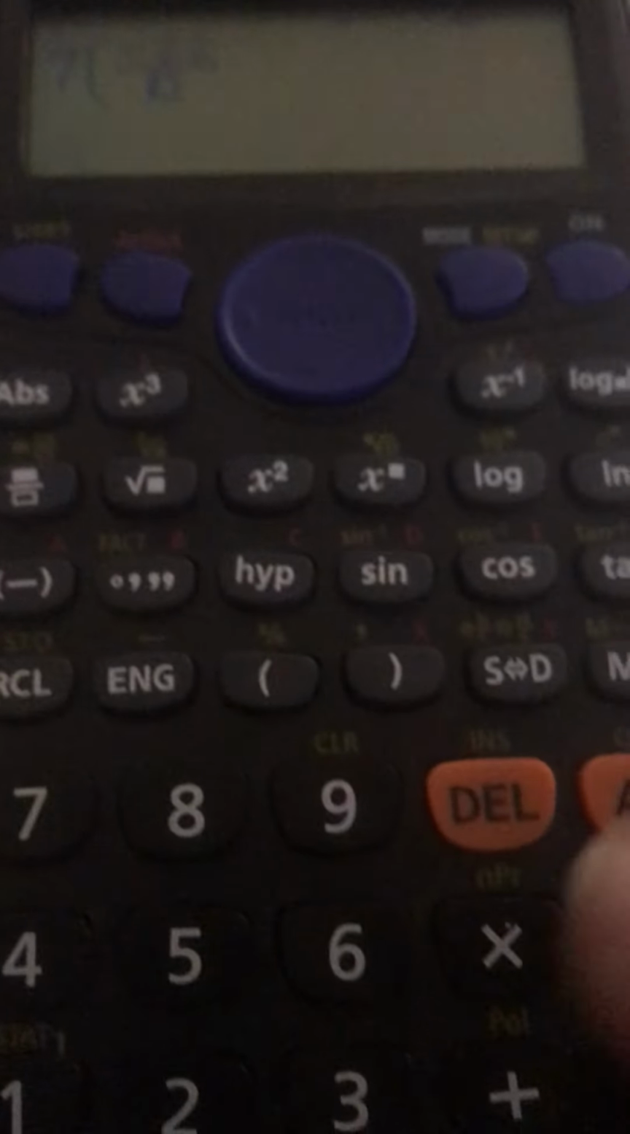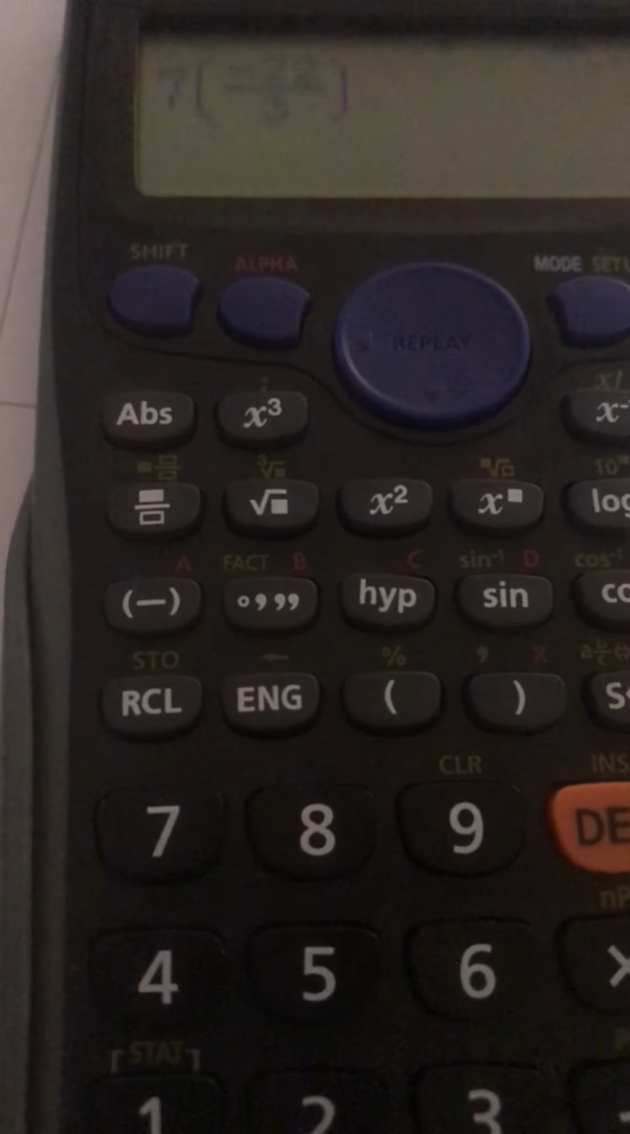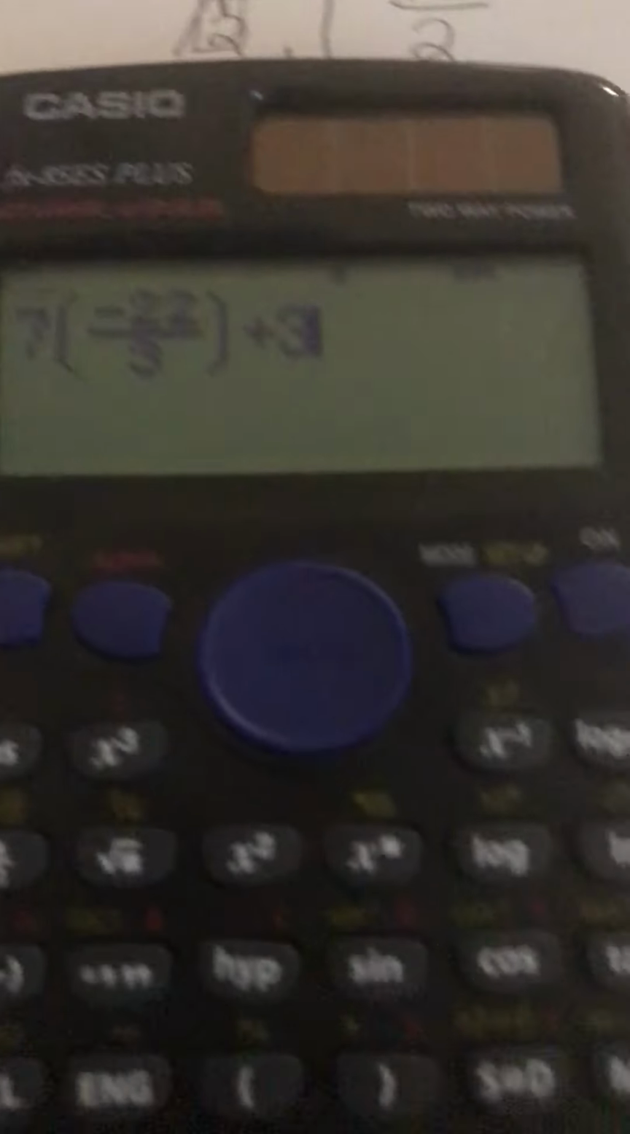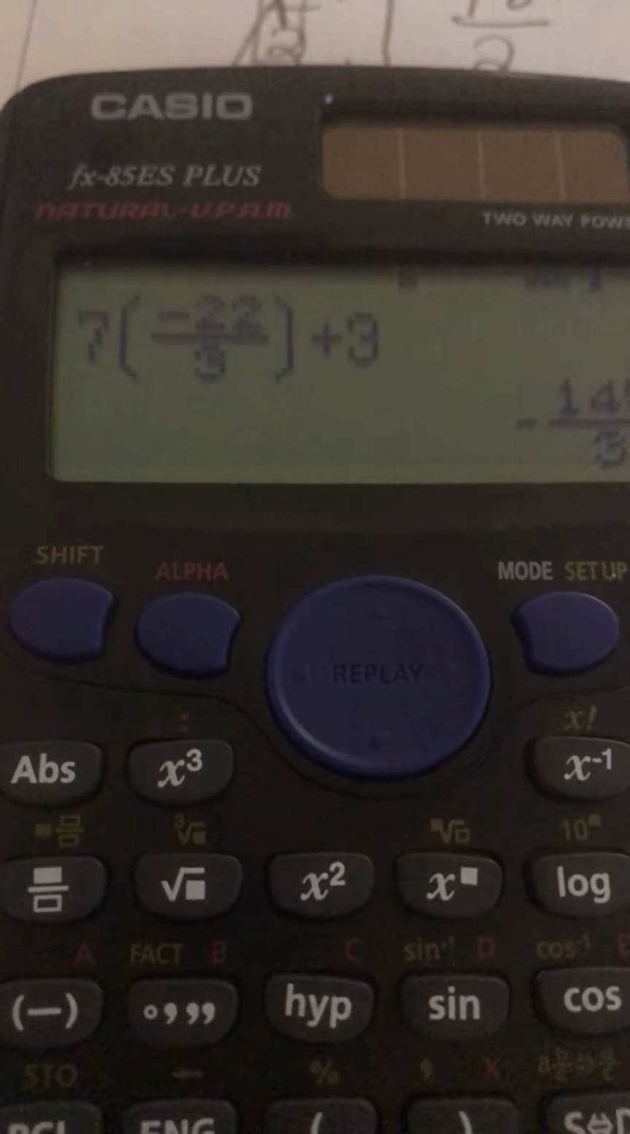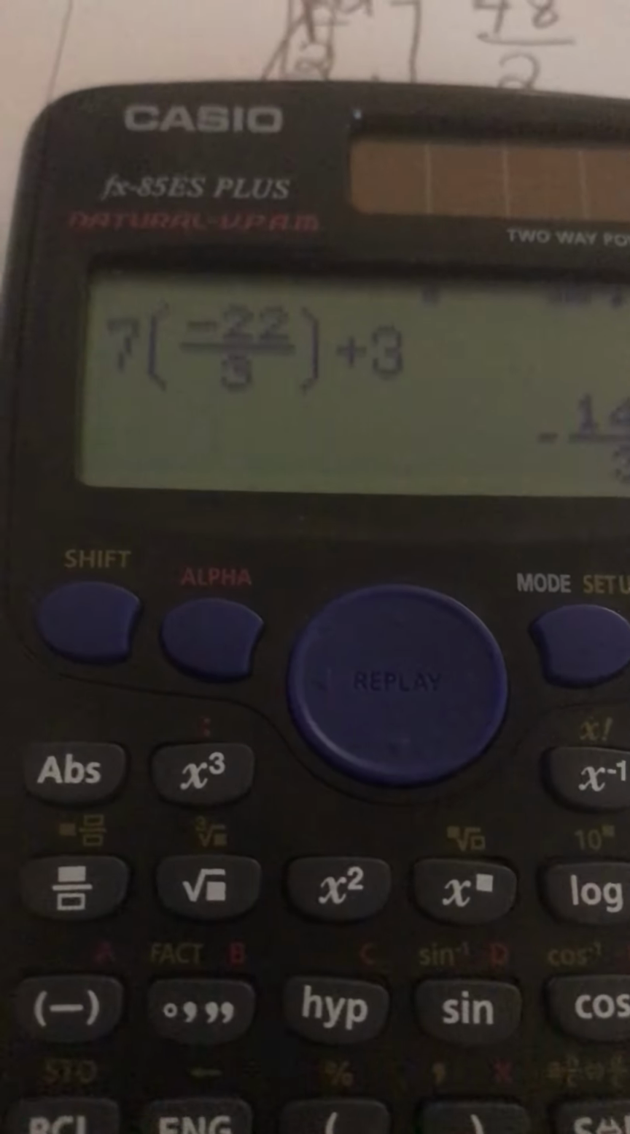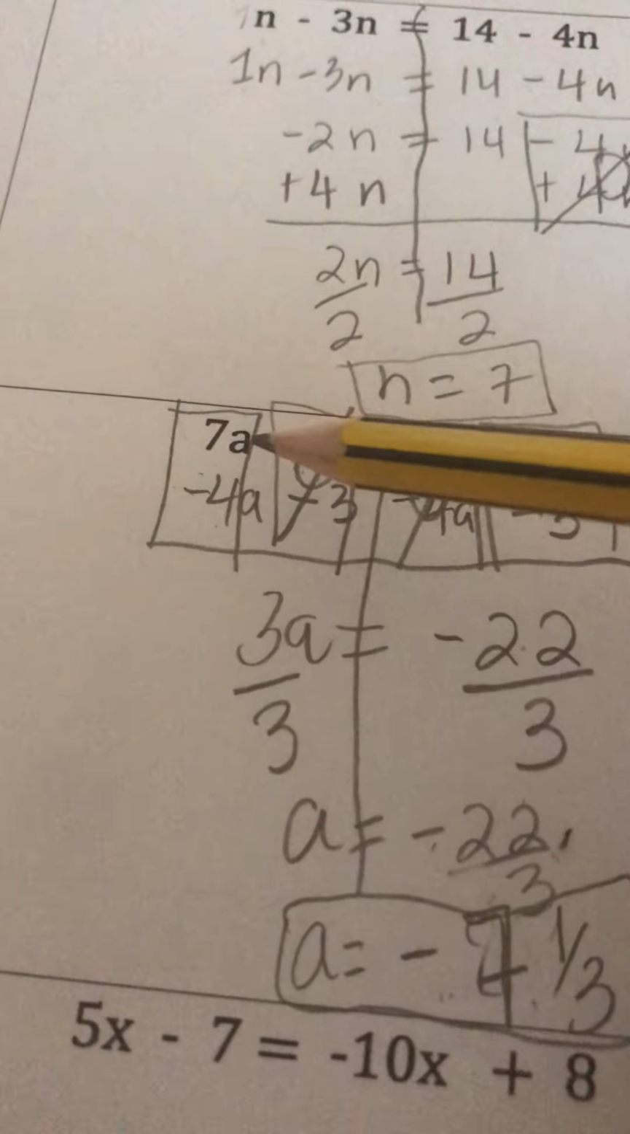So 7 bracket fraction negative 22 over 3. I close the bracket and then plus 3. Meaning I did something wrong. Did I write the correct number? Okay, let's see. So I come back here.